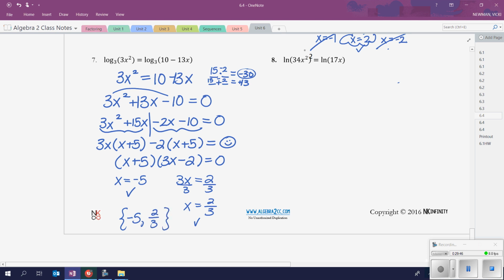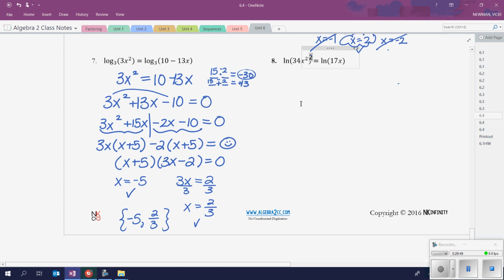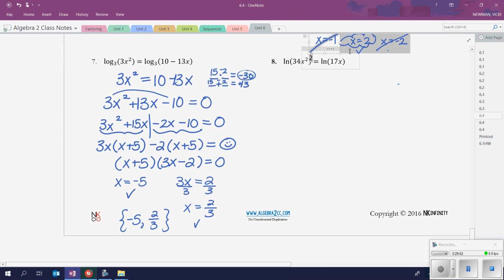All right, last one. Now, again, ln of what's inside is equal to ln of what's inside. Since their outsides are the same, we can set their insides equal. And as soon as you see x squared, you know you have to get it set equal to 0 in order to solve. So subtract the 17x over.